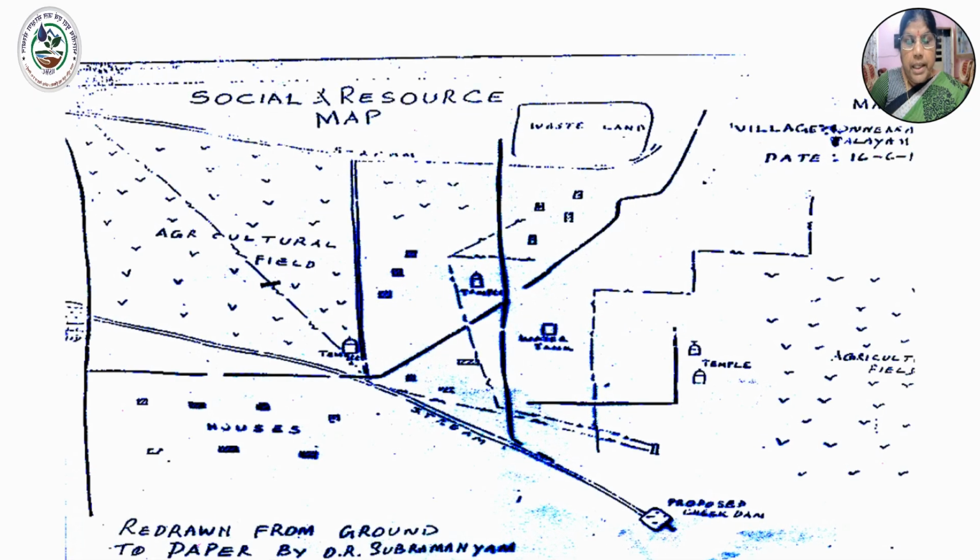This is again another hand-drawn example for social and resource mapping of Salur watershed from Coimbatore district of Tamil Nadu. Here the watershed farmers, they have used certain symbols to depict the various items like location of agricultural lands, habitations, various common community facilities, and even some of the existing structures and proposed structures like check dams.